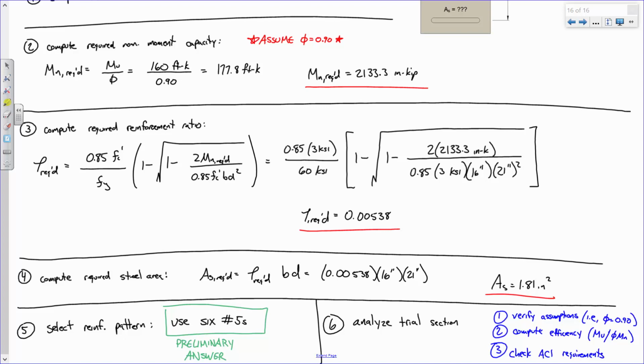So there you go. Now with efficiency, we're going to take MU over phi MN. Computing MN, or phi MN, that's a little bit of a task, right? Because we've got to compute A, we've got to compute MN, then you've got to compute C, the strain in the steel to determine what your phi is, and so on and so forth.